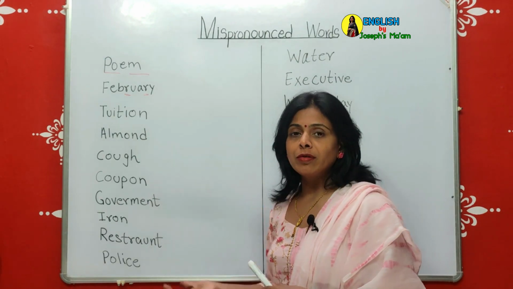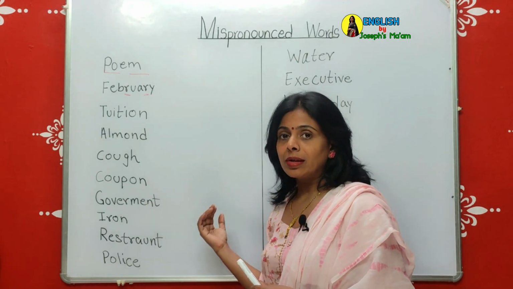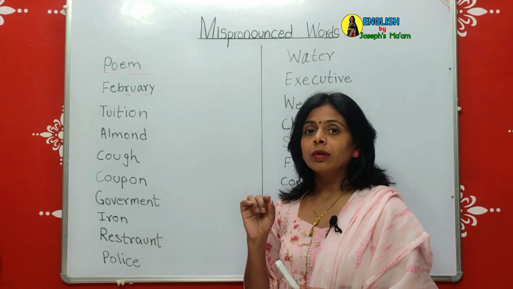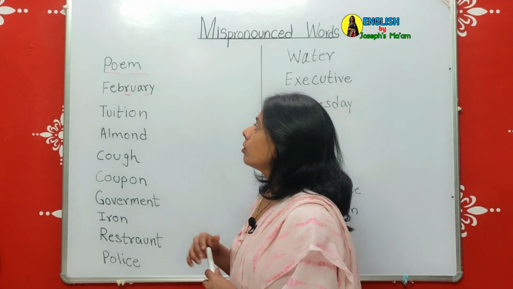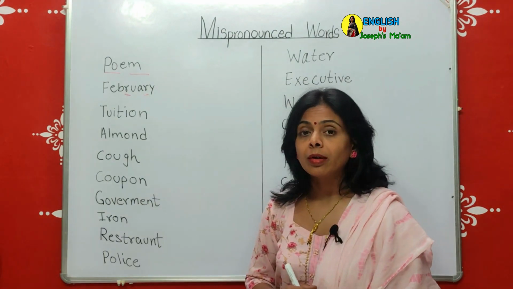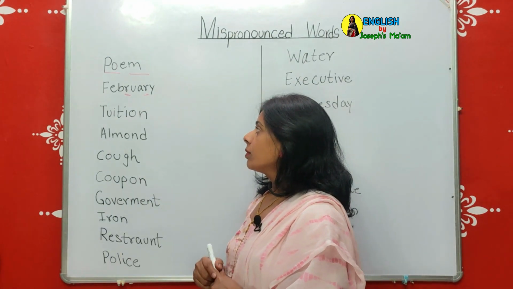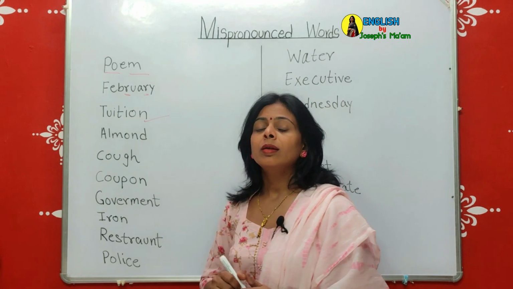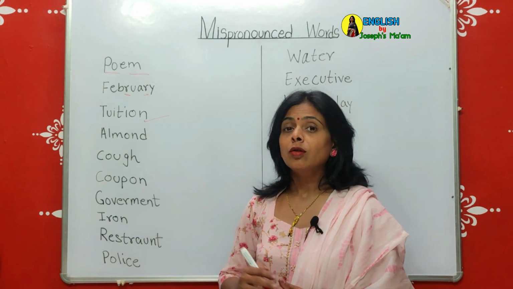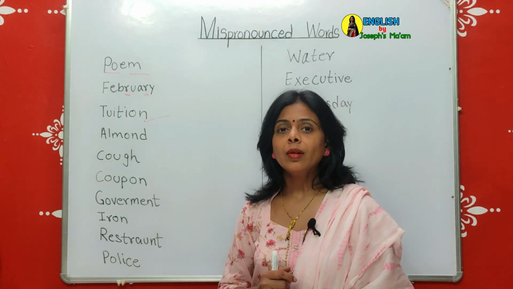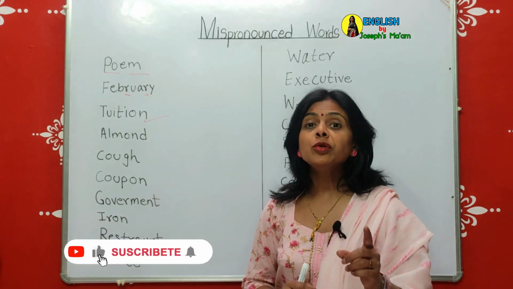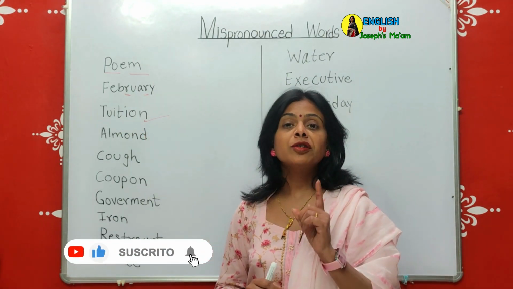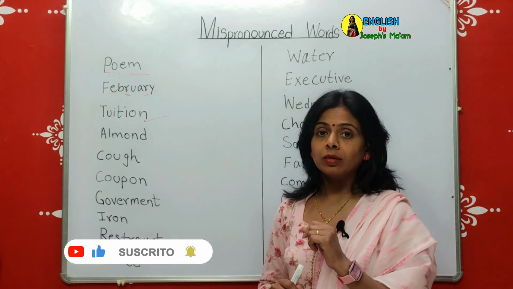If you see my previous videos, there I taught consonants and vowels, how A, E, I, O, U are silent in some words. Okay. So the correct word is February. Next we come to this word, tuition. The correct pronunciation is tuition. The word is tuition, not tuition.